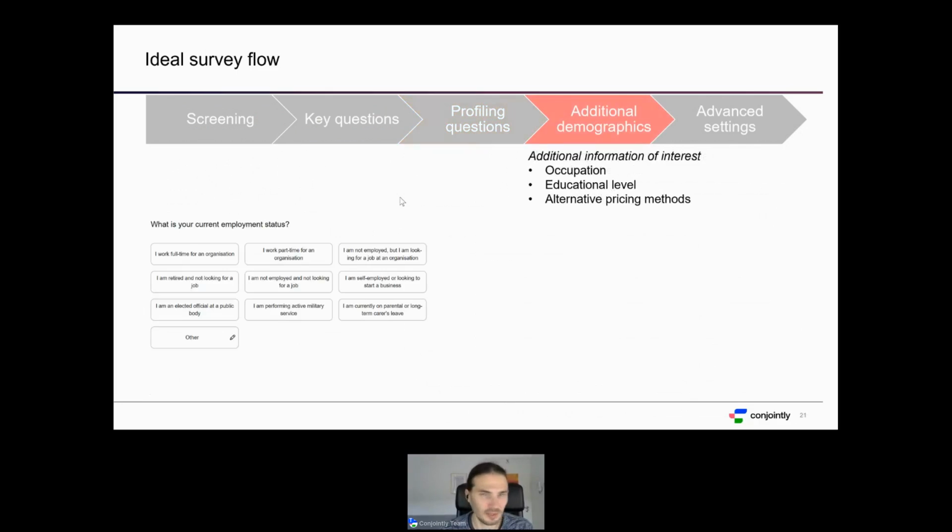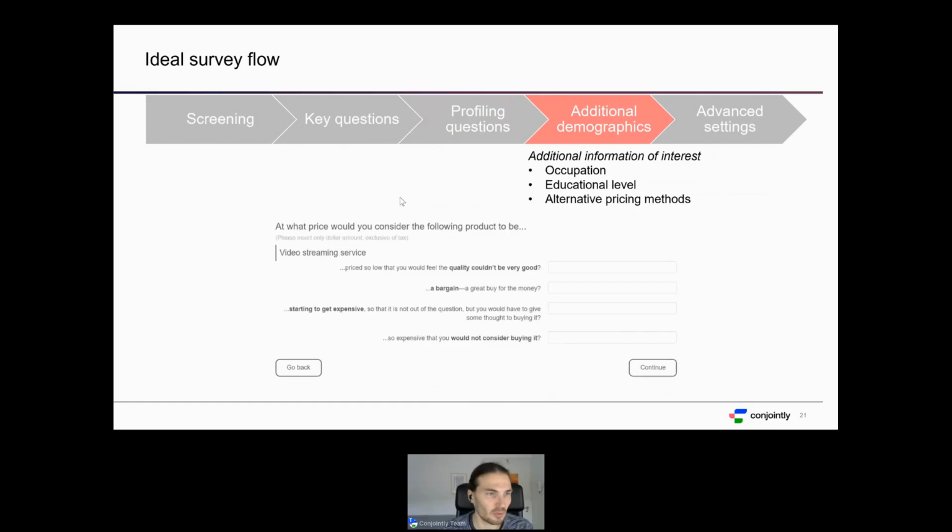If you want broader information like employment status, educational level, or in my case, I added a Van Westendorp. Ergo, I added asking, at what price would you find a video streaming service too cheap that it can't be of good quality, a bargain, starting to get expensive, and simply too expensive? Can be interesting, but Van Westendorp mainly works well when it's brand related, because then you get a clearer picture of what you're paying for. Because if I ask you, at what price point are you willing to pay for Apple TV? You're going to give me much lower values than for Netflix or Amazon Prime plus Discovery or something like that.